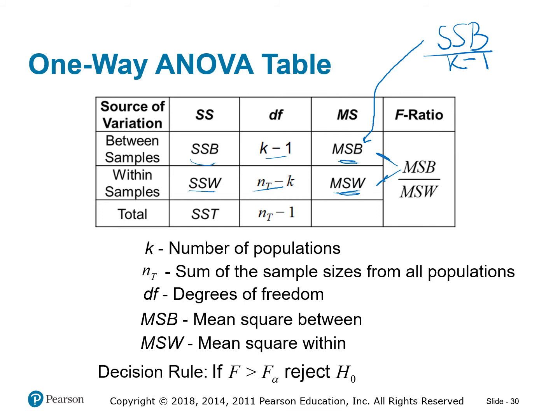Anyway, and then we decide if we're going to reject our H0 if our F is too big or too unusual when it comes to looking at alpha.